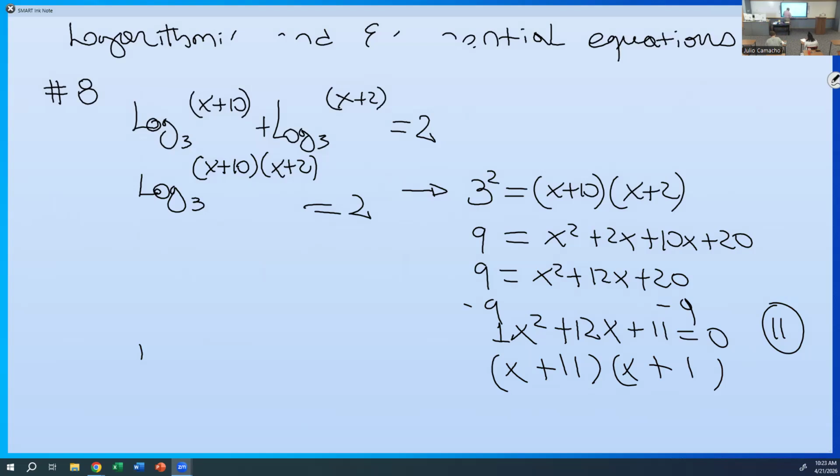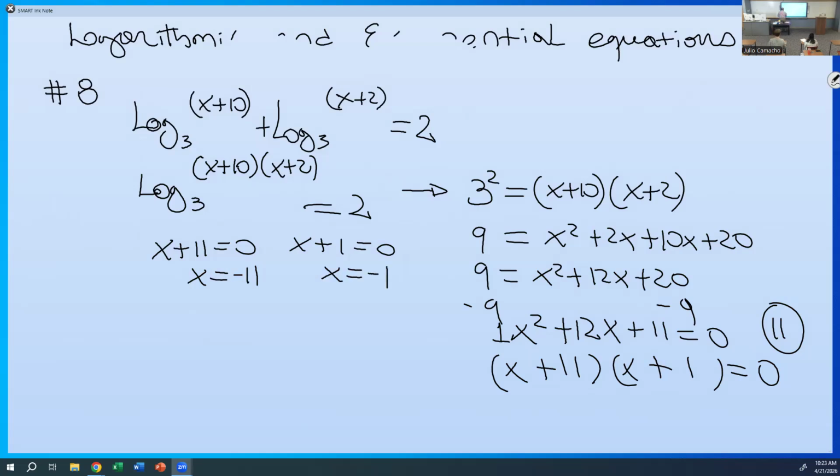So we have our two numbers I need to set, and that has to be set to 0. Then I have to find the value of x. So you have x plus 11 equals 0. You subtract 11 from both sides, so x is equal to negative 11. And the other one is x plus 1 is equal to 0. You subtract 1 from both sides, so x is equal to negative 1.